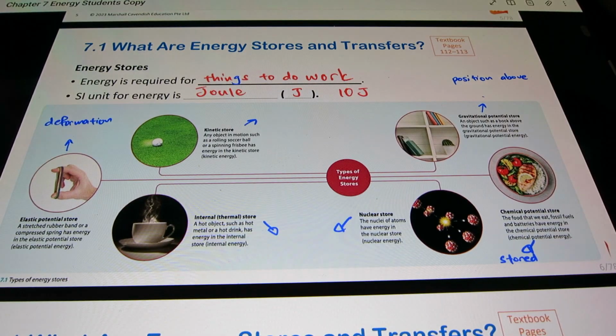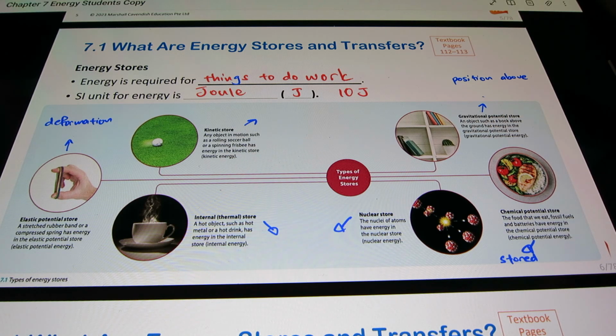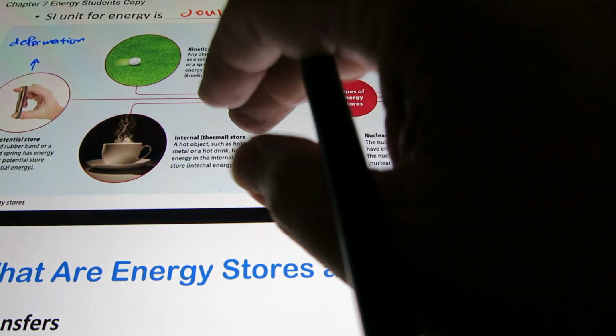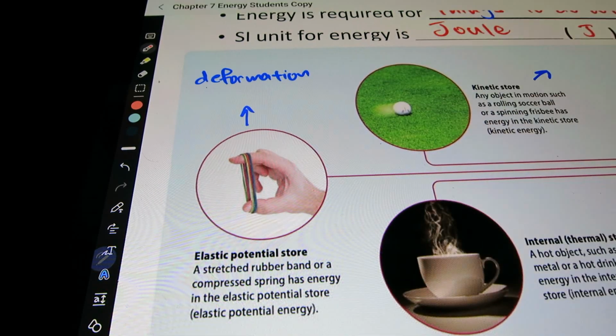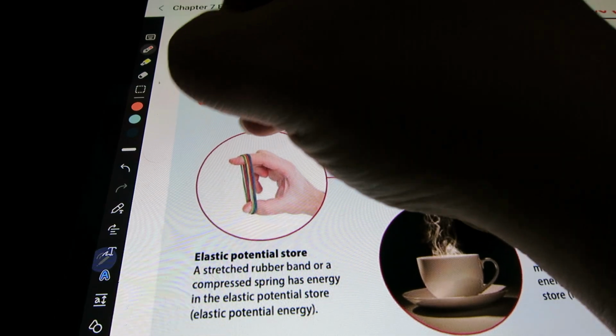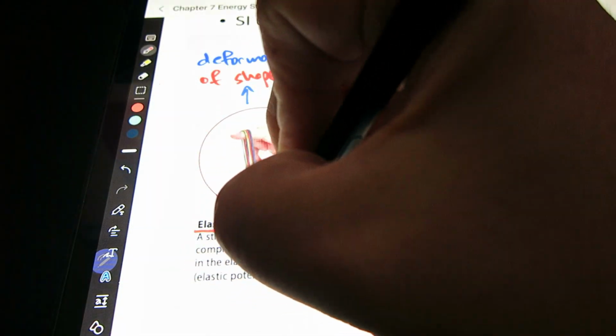Now, when an object has energy, we say it has energy in a certain store of energy. Roughly these are the 6 main ones that you will need to know for your study. Let me go into detail with each of them. The very first one is the elastic potential store. Elastic potential store basically happens whenever you deform an object out of shape, and it will then try to revert back to its original shape. Things like stretching a rubber band, squeezing a ball, they want to grow back to their original shape. So it's basically anything to do with deformation of the original shape of the object. Then we say it has energy in the elastic potential store.